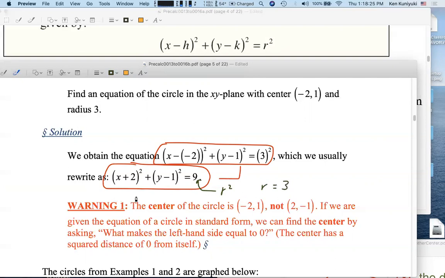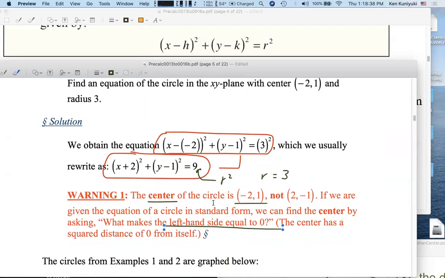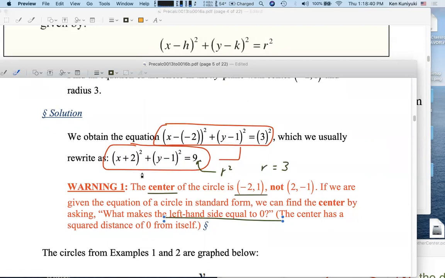To read off the center here, here's the trick. The center is -2 comma 1. The center makes the left-hand side equal to 0. So when you want to find the center of this circle, you're asking yourself, what values for x and y will make the left side equal to 0? The idea is that the center has a square distance of 0 from itself. X equals -2, y equals 1. That makes the left side equal to 0.